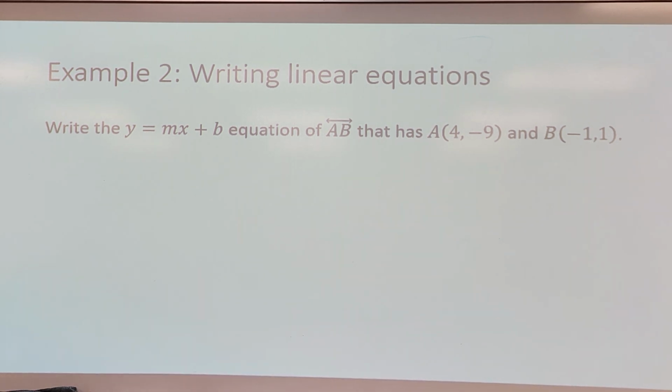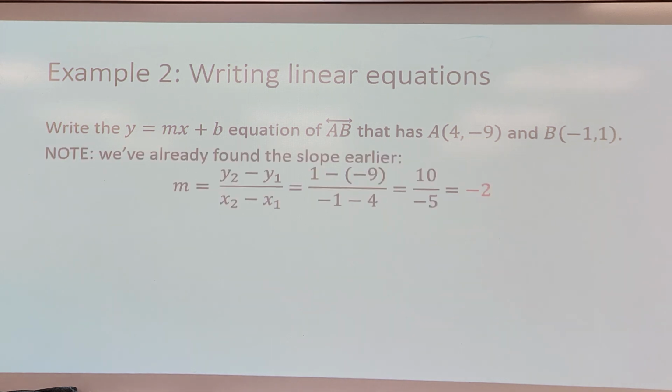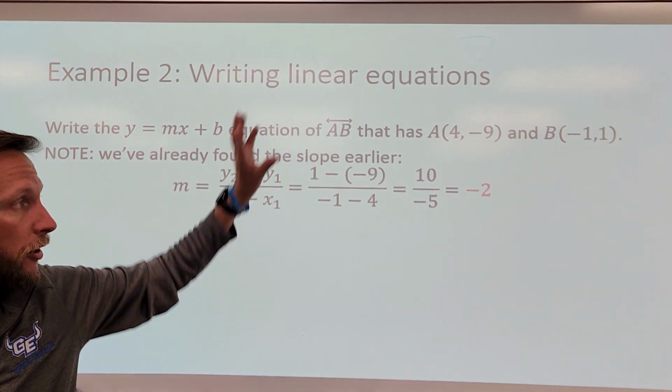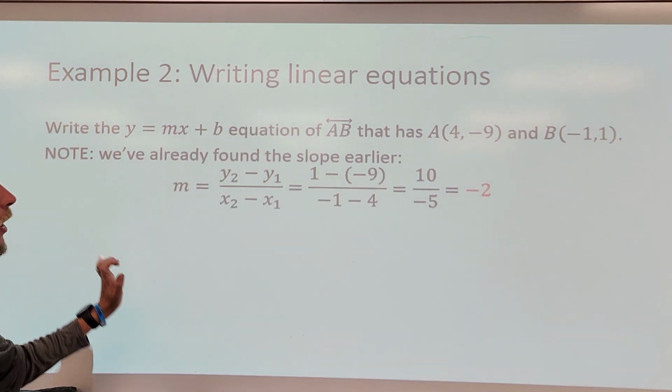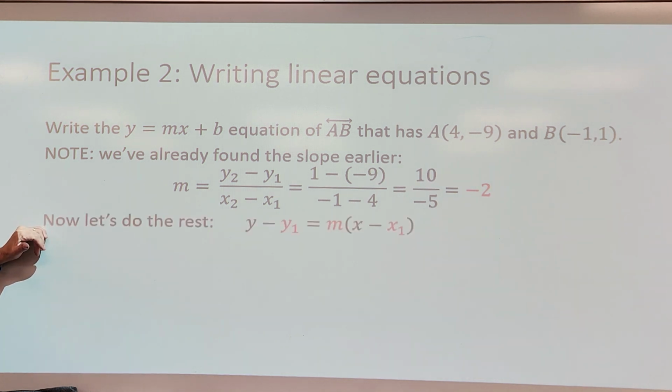So let's write the y equals mx plus b equation for the line that has those 2 points. Well, line AB, we've already found the slope. We've already found that slope, and that slope we determined was -2. You do not need to rewrite that, but you should write m equals -2. Please write m equals -2 here. We've already done that work. But now we're going to use that formula.